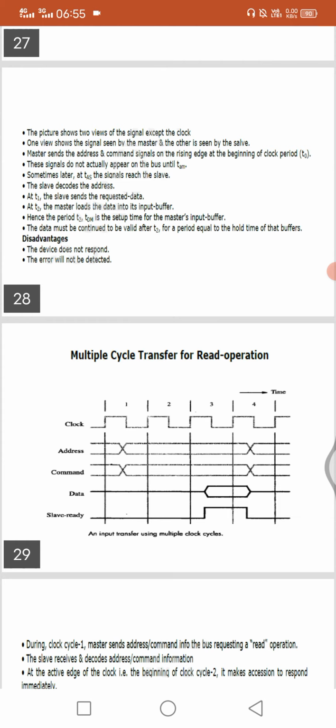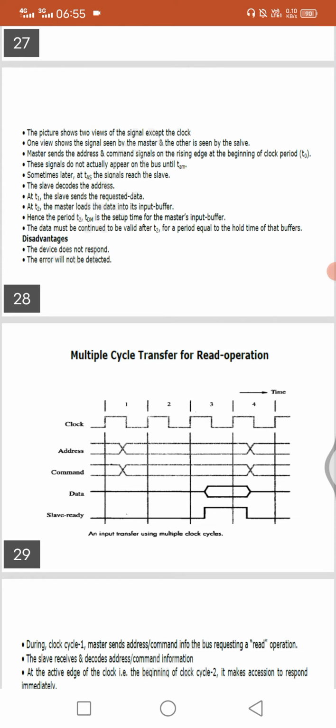At t1 the slave sends the requested data. At t2 the master loads the data input into its input buffer. Meaning, at the time of t0 the master sends a request for whatever data it requires.